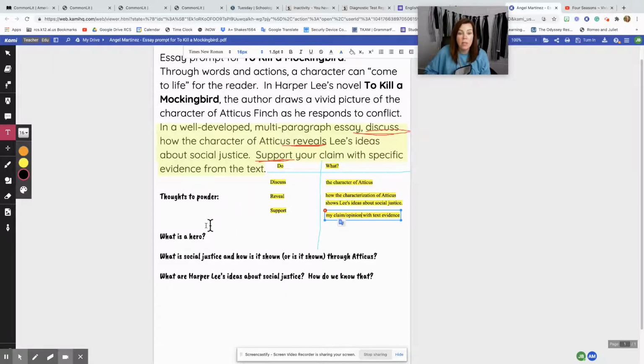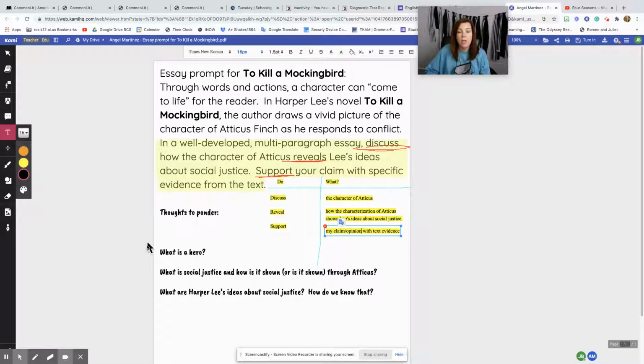So, a couple of things that you want to ponder. Because we are relating, we've talked about him being a hero. So if he is indeed a hero, then you're going to focus on the positive attributes of Atticus. If you feel like he does reveal the character or Lee's ideas on social justice, which we know she's against racism because that's a quote we read of her in an article, then does Atticus support that by his actions? I mean, the majority of you have said yes the whole time we've been reading the book, okay? And then what is social justice and how is it shown, or even is it shown through Atticus?